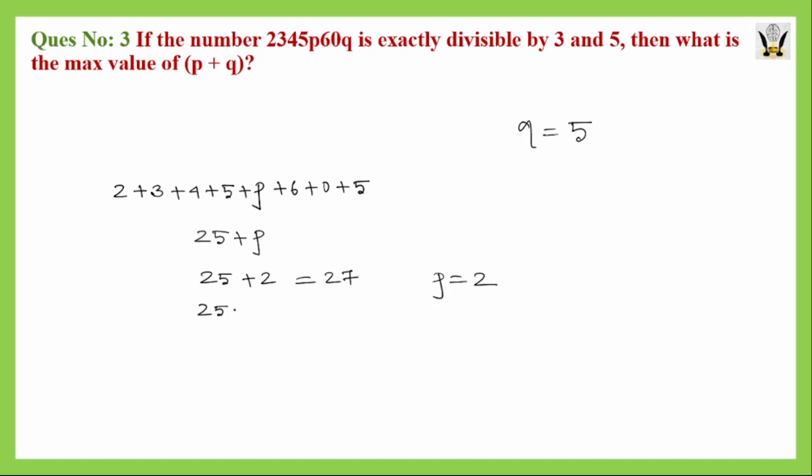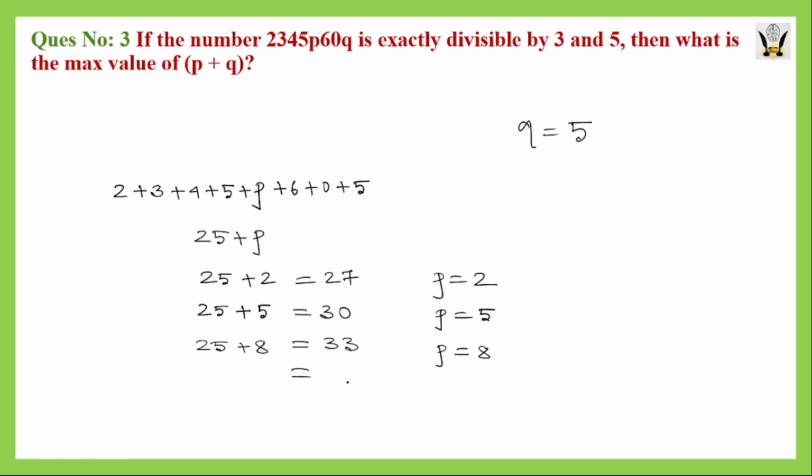So if we now add 25, this is 27. The next possible value which will be divisible by 3 is 30. 30 means this 2 will be increased by 3, so it will be 5, and then the whole summation will be 30, and here the value of P will be 5. Now the next possible value which will be divisible by 3 will be 33. So in that case it will be 25 plus 8, and that means 5 has been increased by 3, so now it is 8. So here the value of P will be 8.